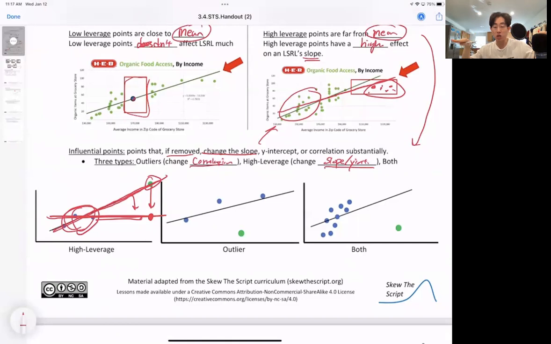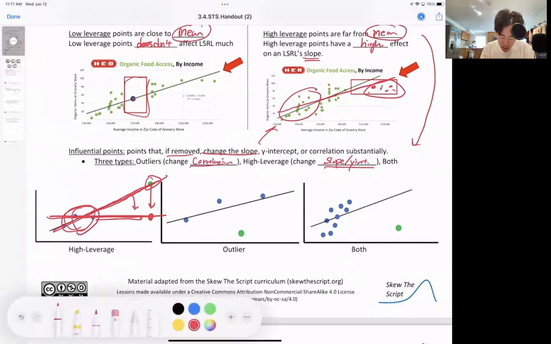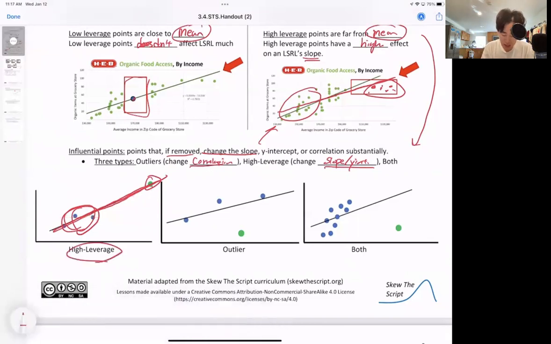Which will definitely change the slope, which will definitely make it an influential point. So this point, the green dot right here, will be considered a leverage point, but it is not an influential point whatsoever because it does not change the slope. It does not impact the LSRL. As long as it changes the line itself, then it's definitely an influential point.